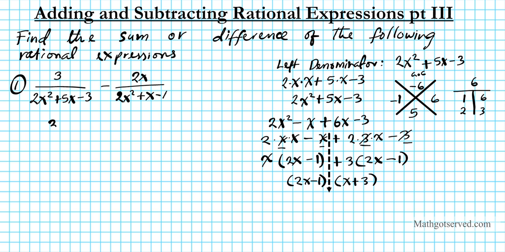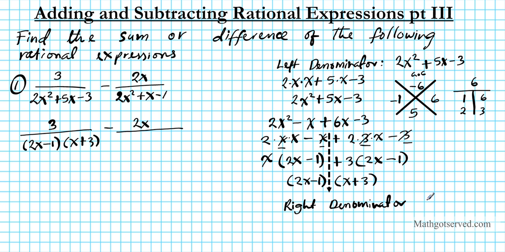So we're going to have 3 over 2x minus 1 times x plus 3. Okay? Minus 2x. Now that we're done with the left denominator, we're going to shift our attention to the right denominator. Okay, so the right denominator is 2x squared plus x minus 1.